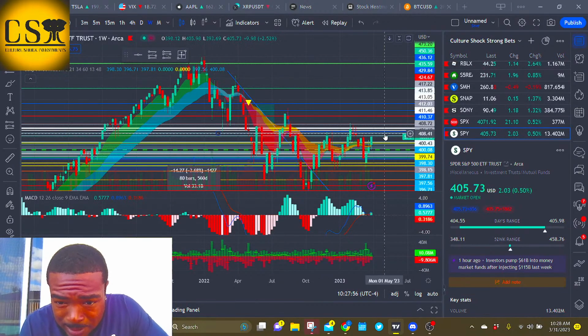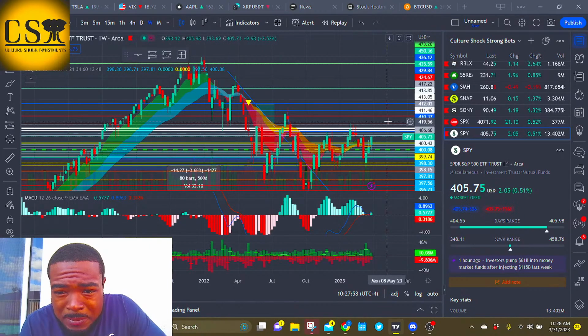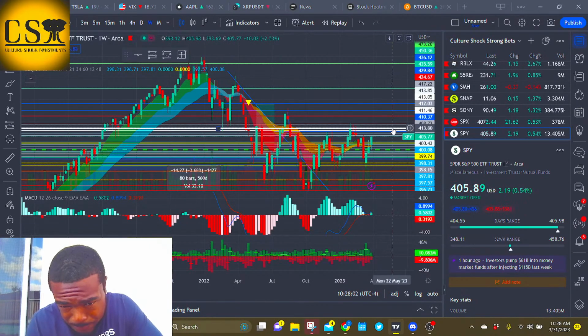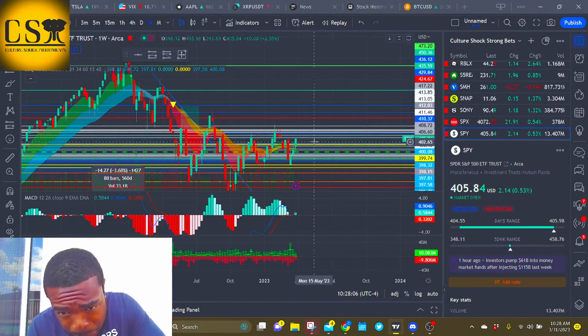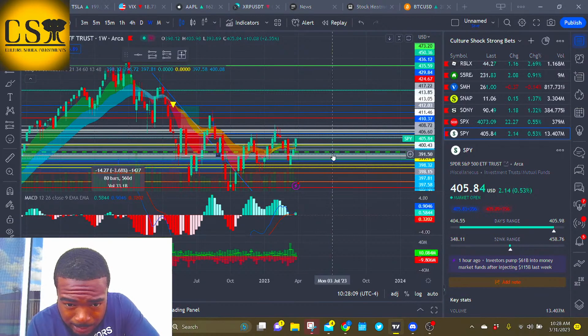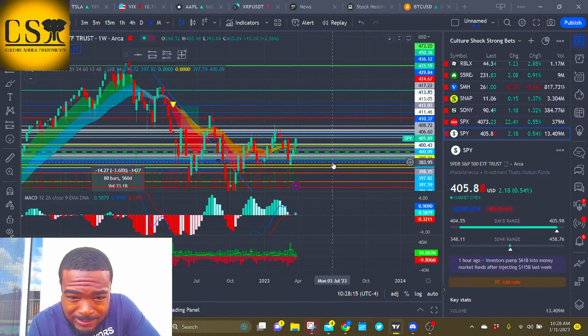So the next pullback, we couldn't have another pullback. We may push up this time. If we push up this time, if we could push up above 415, that'll confirm that we're in a bull trend. Because then we can have a pullback. We could pull back all the way to 390 and still make a higher low.